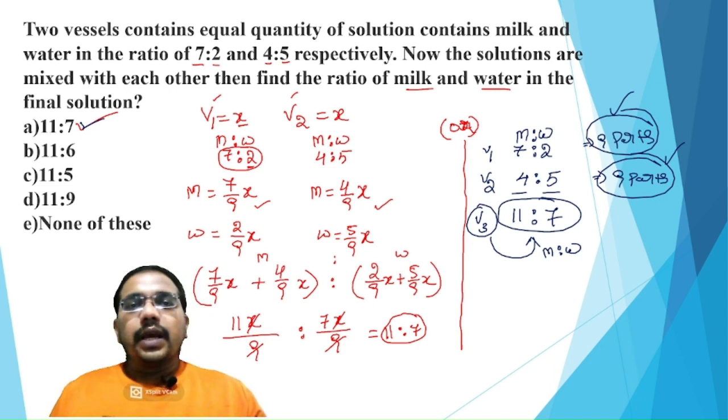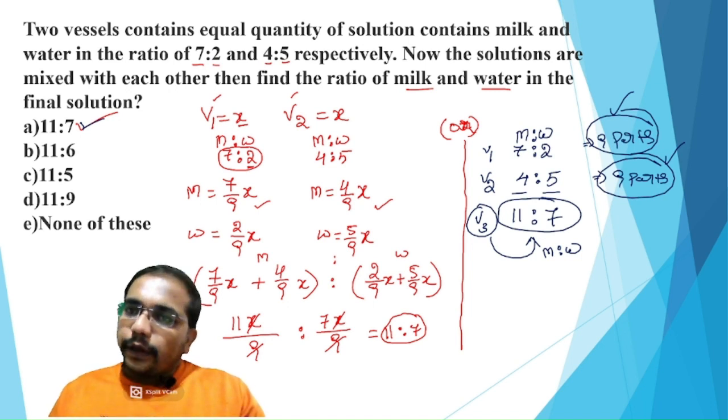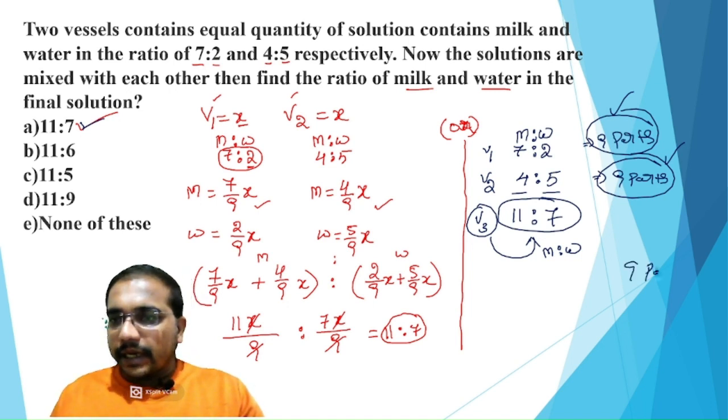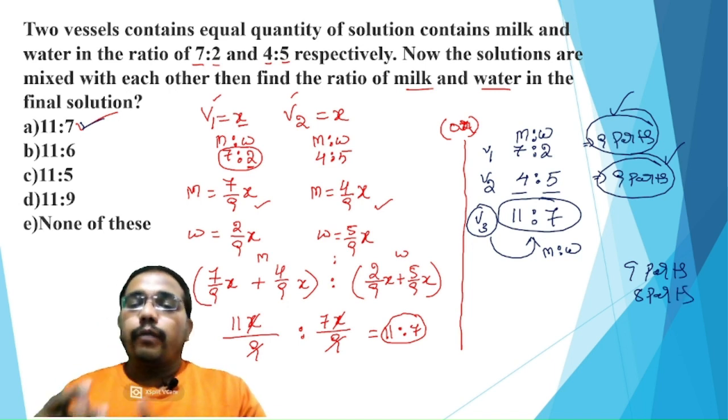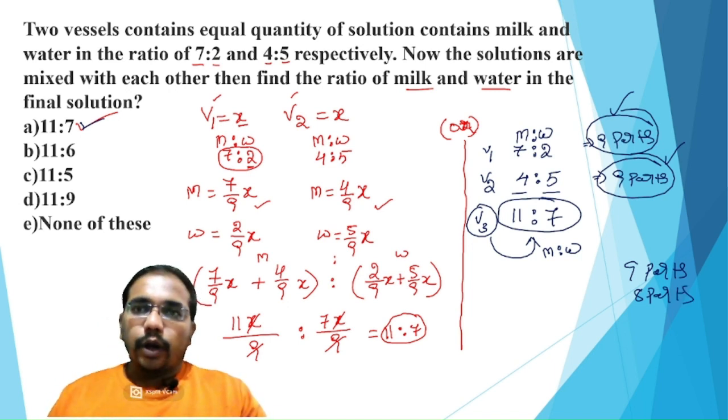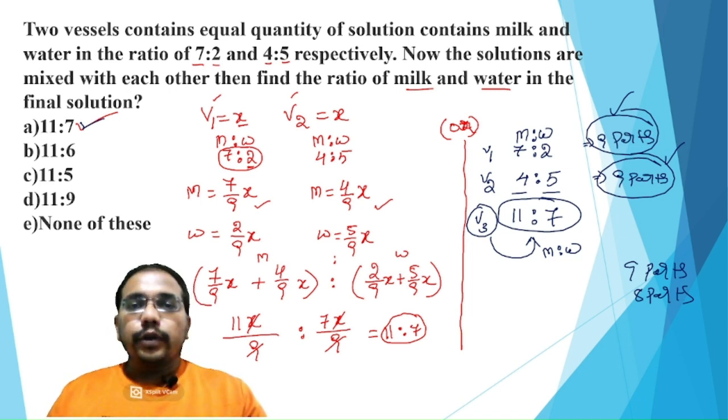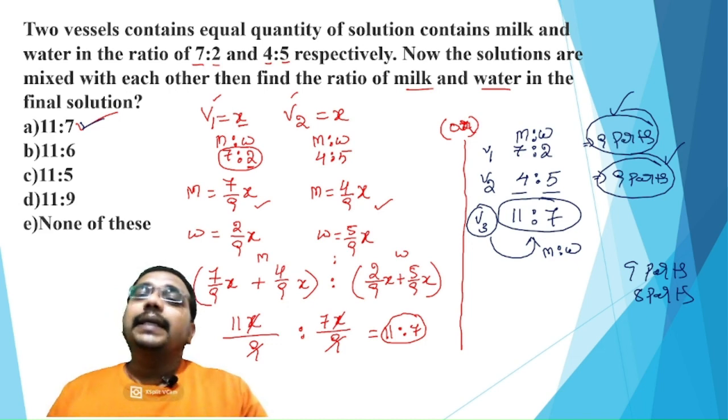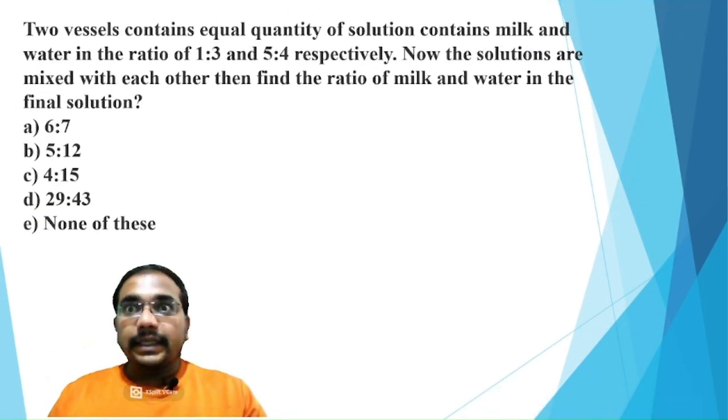Sir, here you directly added 7 plus 2, 9 parts, and here 4 plus 5, 9 parts. But for example, if you have 9 parts in the first case and 8 parts in the second case, what do we have to do, or how do we approach the question? This is the type of doubt you may have in your mind. Let's see the next question, we will discuss this one.